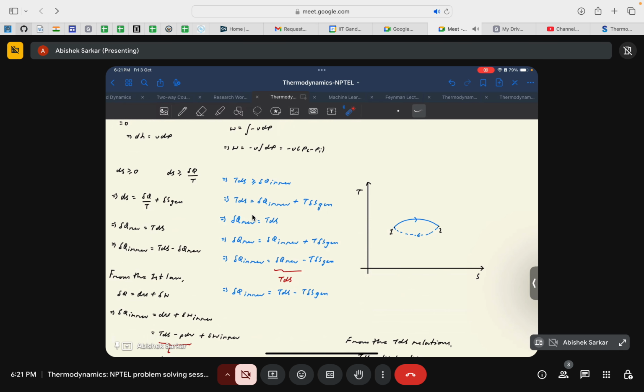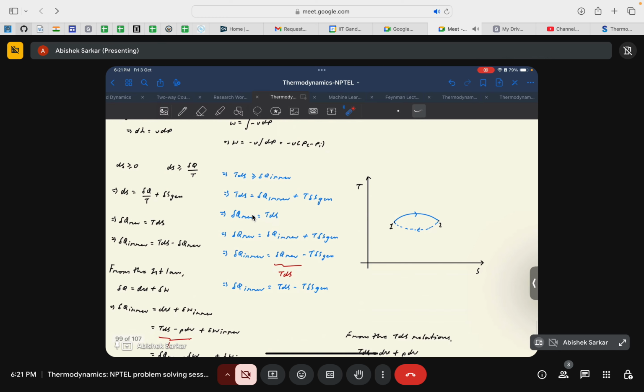So if this is irreversible heat transfer, the greater than or equal to sign will still remain valid. So we can write TdS is greater than, to remove confusion, TdS is greater than del Q irreversible, or TdS should be equal to del Q irreversible plus T times delta S generation. I hope these equations are making sense.